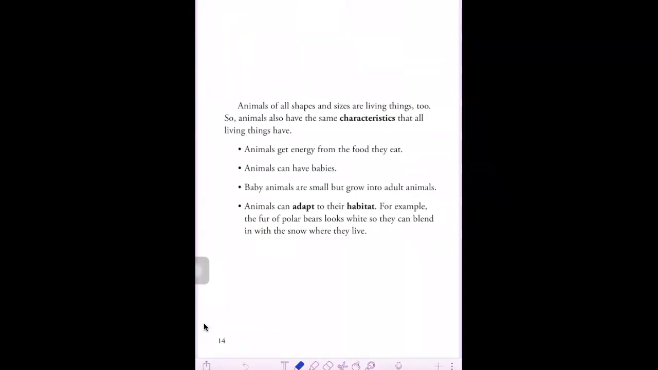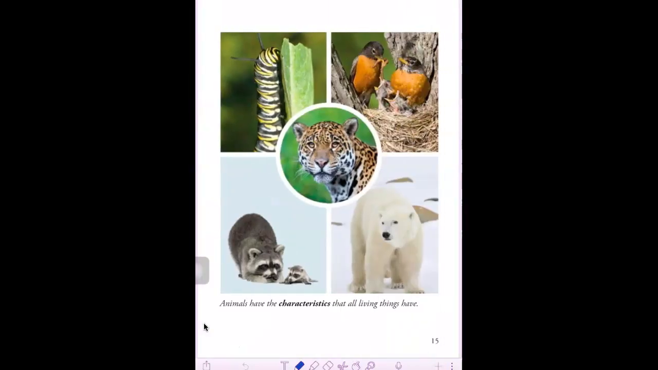Animals of all shapes and sizes are living things too. So, animals also have the same characteristics that all living things have. Animals get energy from the food they eat. Animals can have babies. Baby animals are small but grow into adult animals. Animals can adapt to their habitat. For example, the fur of polar bears looks white, so they can blend in with the snow where they live. Animals have the characteristics that all living things have.